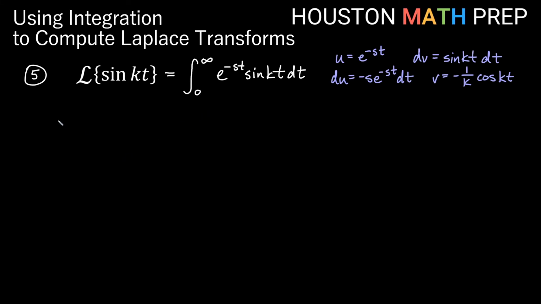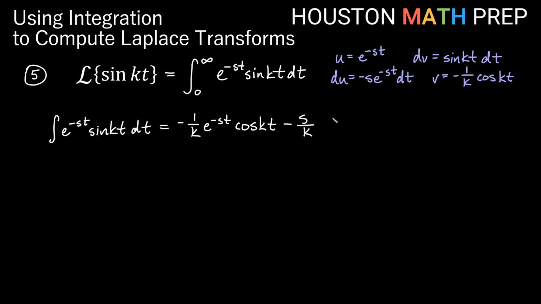So the integral of e to the negative st sine of kt dt by itself, without any bounds, will be uv, which is negative 1 over k, e to the negative st cosine of kt, minus the integral of v du. I have a negative and a negative, which makes that positive. With an s and a 1 over k, that becomes s over k times the integral of e to the negative st cosine kt dt. Now we'll need to do this integral here.